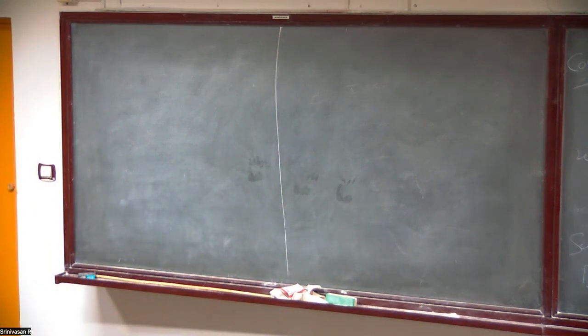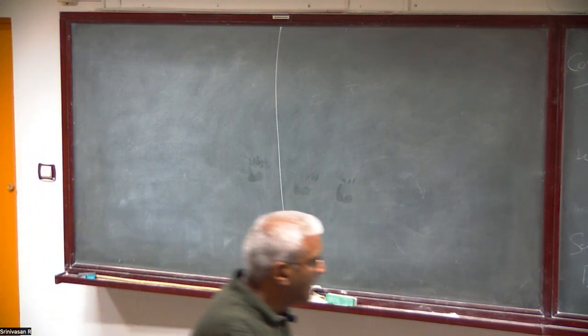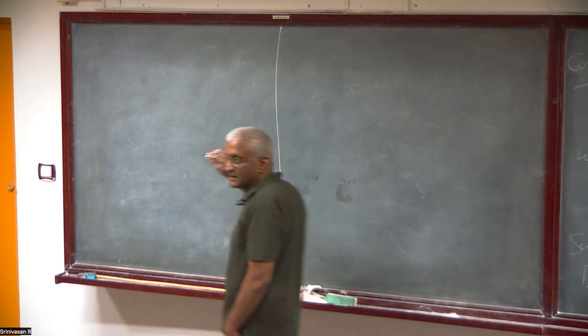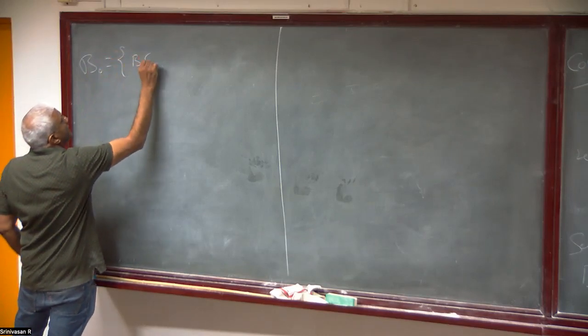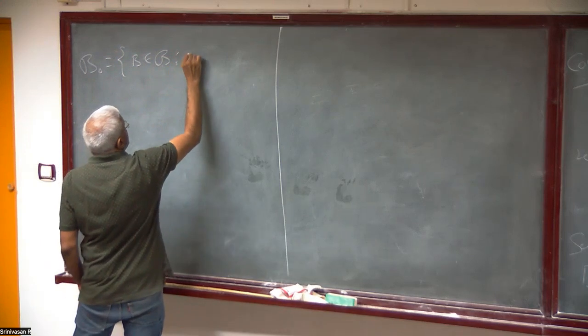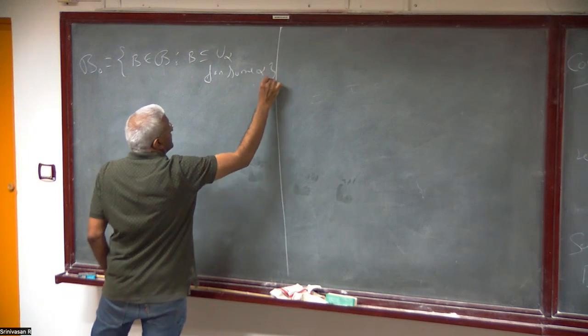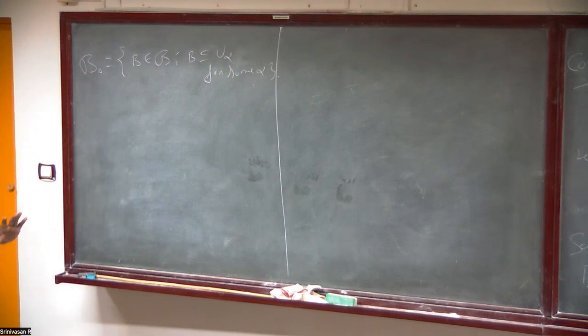So how do you do that? I have defined B as that, no? I don't know why I put a B naught. There is no need for this. This is script B. I call B naught as this: all B in the script B such that B is contained in U_alpha for some alpha. This B naught is also countable because B naught is contained in B. So this is countable. I take these things.